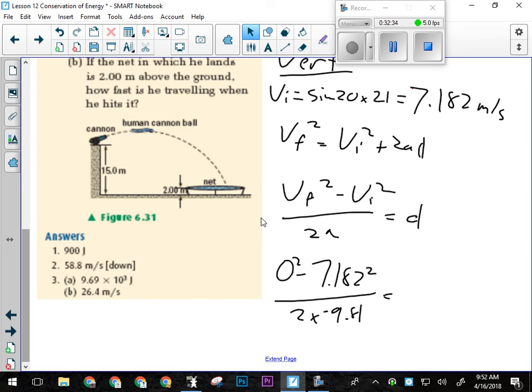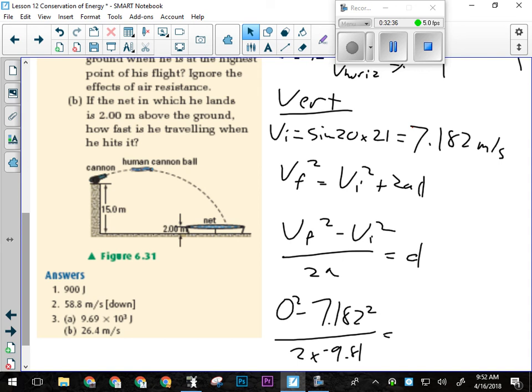All right, so you should be able to calculate part B. You didn't even need to do part A to calculate part B. You could have just calculated part B as a law of conservation of energy problem.